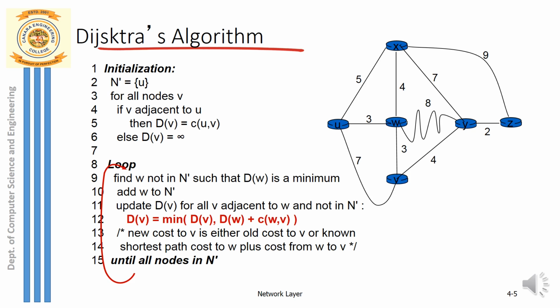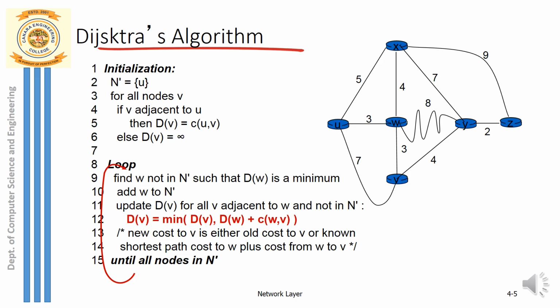So here I need to add this neighboring node w to my list N'. Along with u, now I have a new node w because the distance from u to w is least, that is 3. So we have added this w to our N' list. Now after adding that, we have to update the distance. So what is that new distance we have to update now?